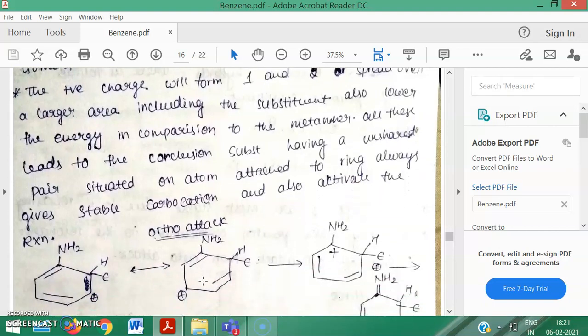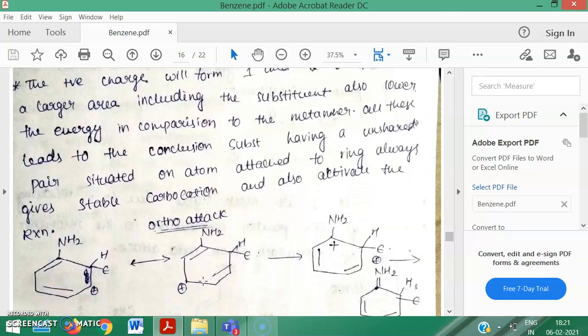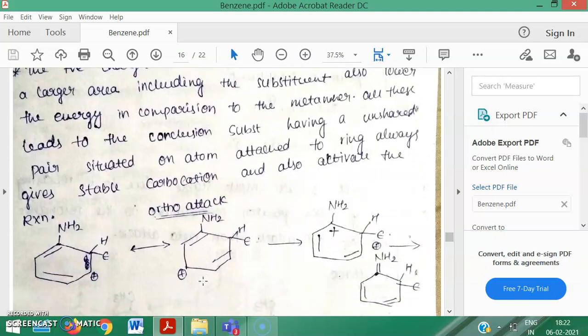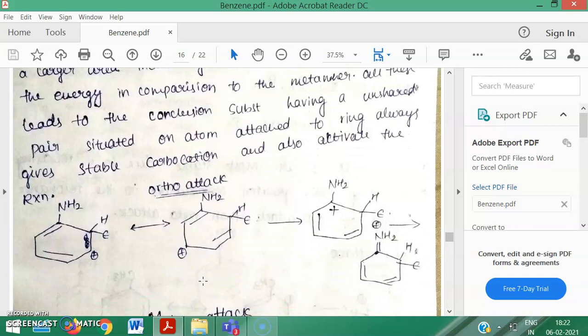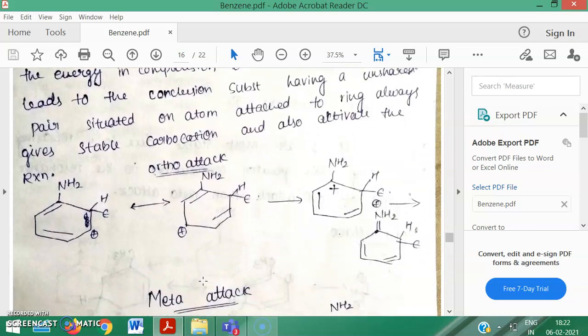All these lead to the conclusion that a substituent having unshared pairs on the atom attached to the ring always gives a stable carbocation and also activates the reaction. So all these things simply explain that if a group like NH2 is there, that is an activating group, it always directs ortho and para. It cannot direct the meta position.